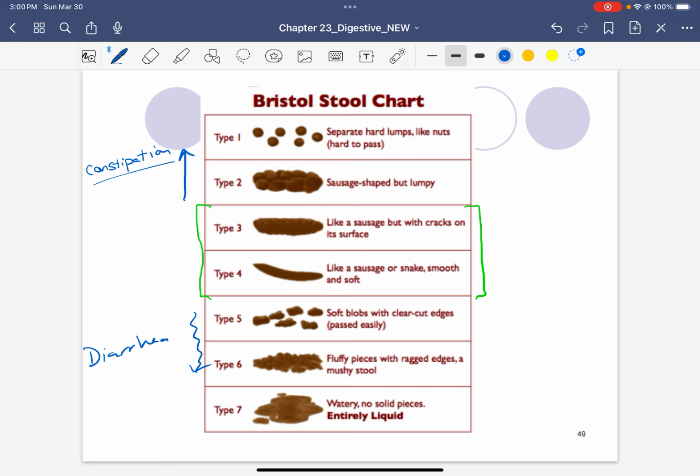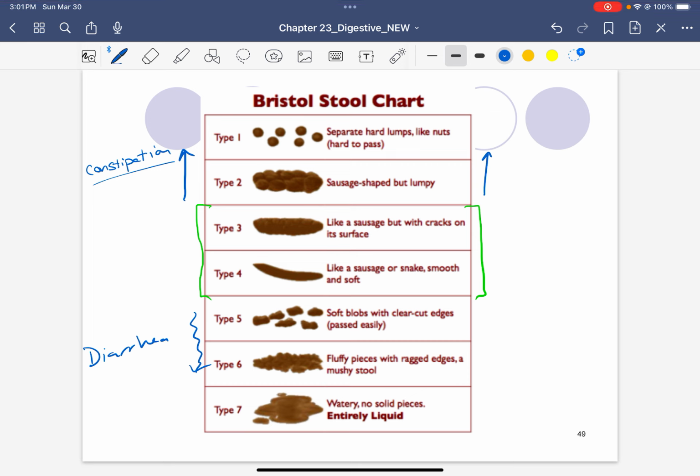I bring this up because I want to relate it to the function of the large intestine. If our poop is too hard, what's happening? Constipation, you can't poop. So for some reason, the body is holding on too long to these things moving through the large intestine.